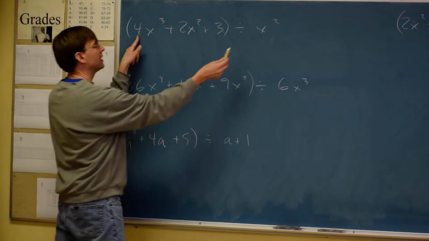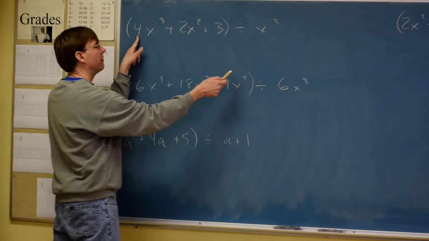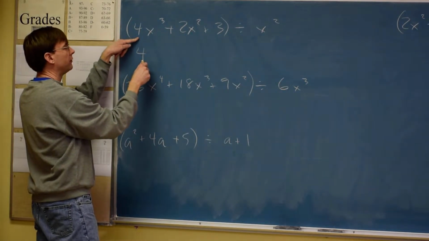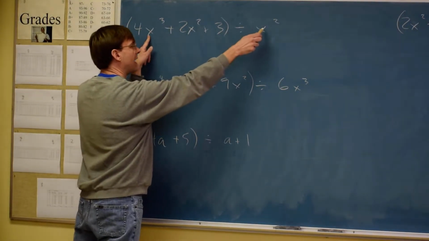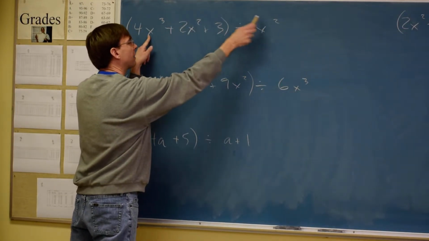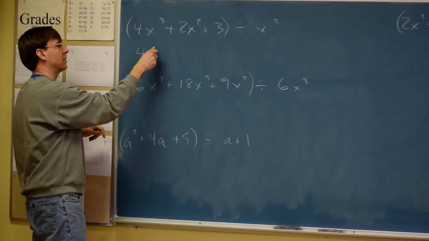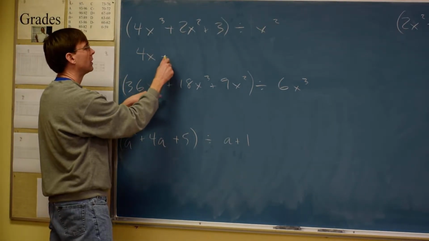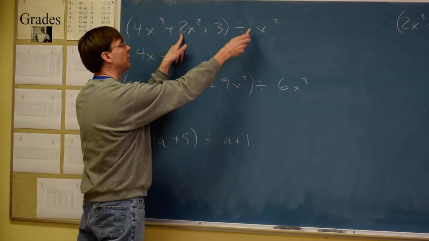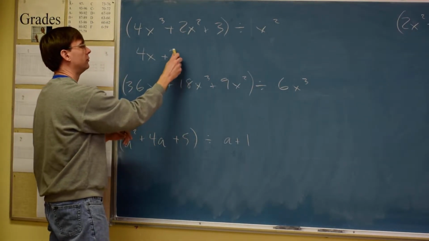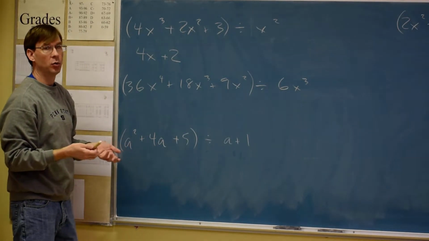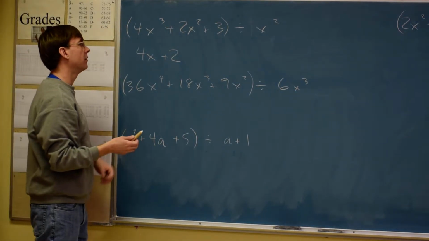So if we divide this by this, there's an invisible 1 if that helps anybody. 4 divided by 1 is 4. X cubed dividing x squared, we'd subtract those powers, we'd get an x to the first, or just an x, we don't have to write that 1. If we divide this one, 2 divided by 1 is 2. X squared divided by x squared, that's a complete cancellation there.